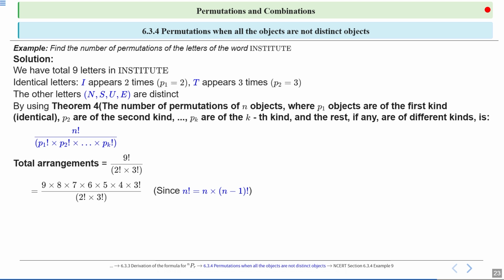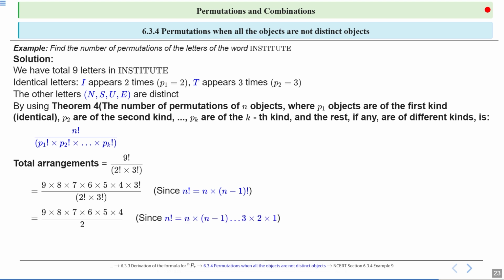So here we are using the formula n factorial is equal to n times n minus 1 factorial. So here 9 factorial can be written as 9 into 8 into 7 into 6 into 5 into 4 into 3 factorial. Okay. So this is equal to 9 into 8 into 7 into 6 into 5 into 4 into 3 factorial upon 2 factorial into 3 factorial.